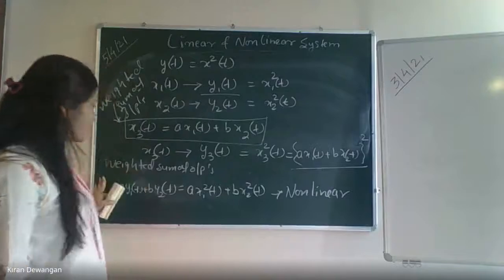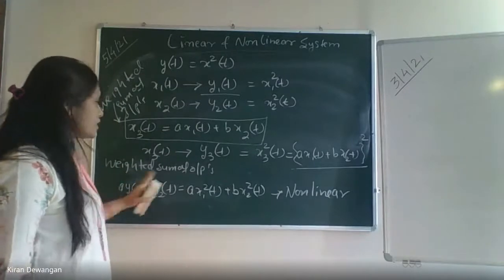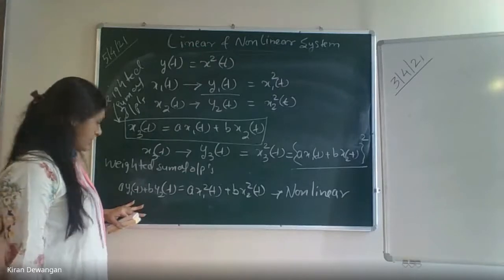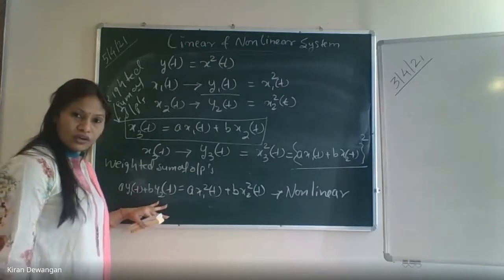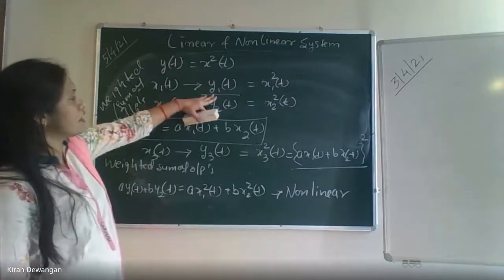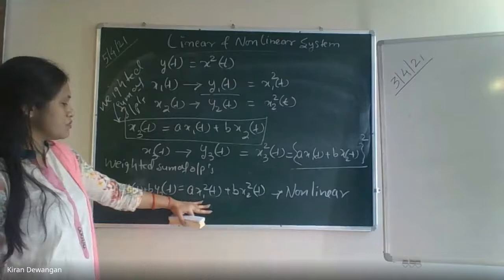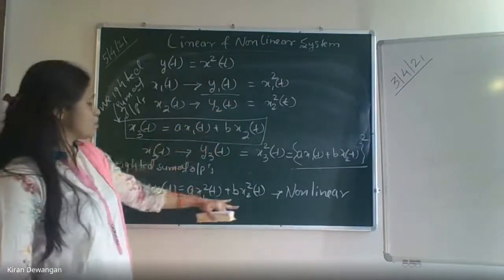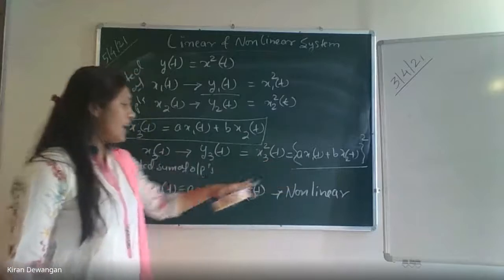Now we'll take the other part, that is the weighted sum of outputs. The weighted sum of outputs is always a·y1(t) plus b·y2(t). You already know this. Now a times y1(t). What is our y1(t)? y1(t) is this one. So this becomes a·x1(t) squared plus b·y2(t), and that becomes b·x2(t) squared.